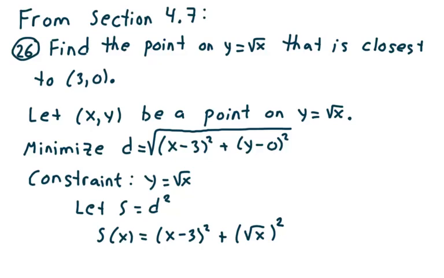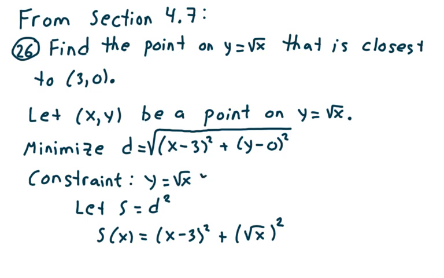Find the point on y equals square root of x that is closest to (3, 0). Let (x, y) be a point on y equals square root of x. We want to minimize d, which is equal to the square root of (x minus 3) squared plus (y minus 0) squared. So we want to minimize the distance from the point (x, y) to the point (3, 0). We want that distance to be as small as possible.